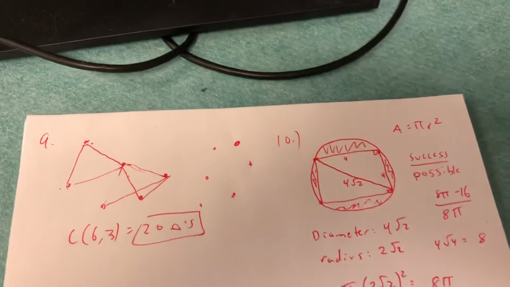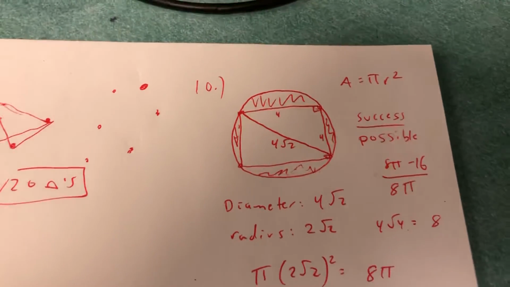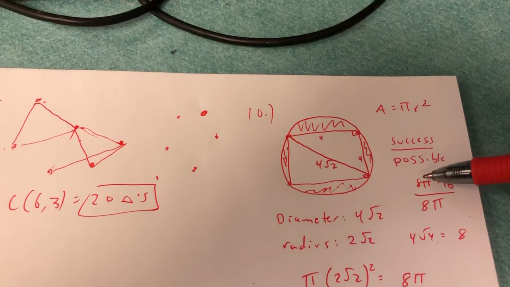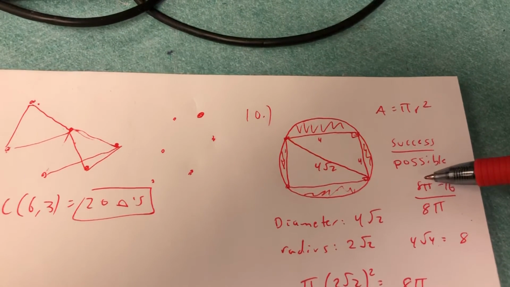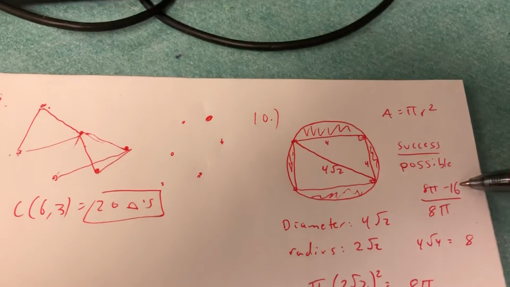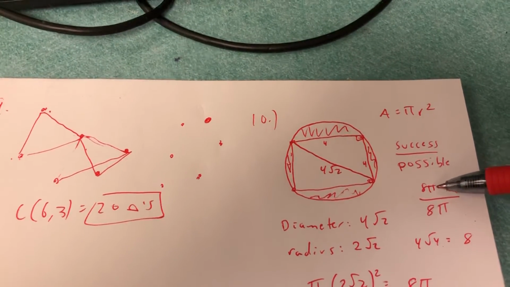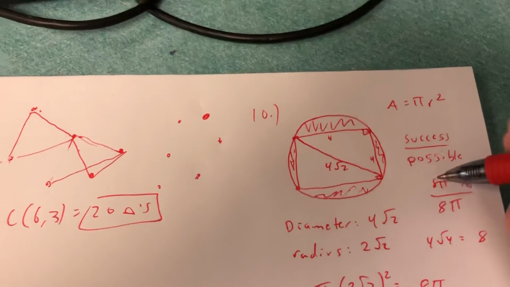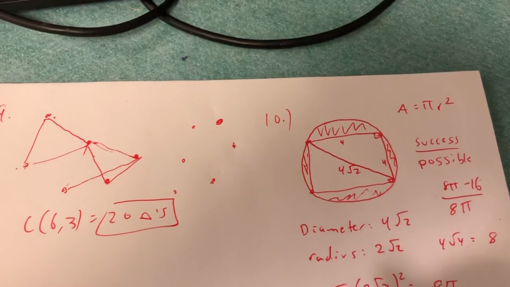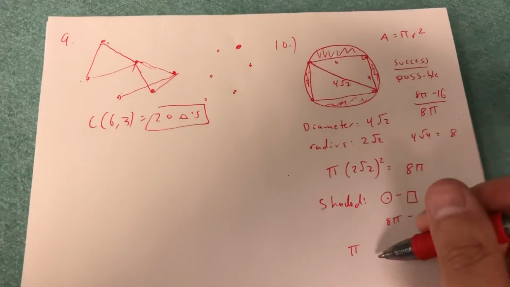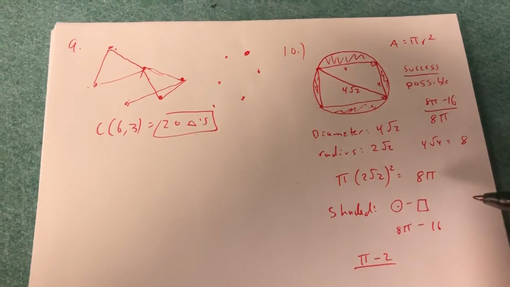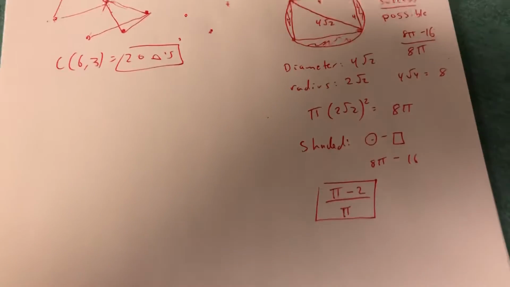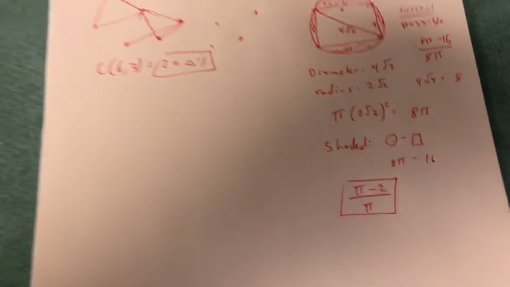Now, based on what we did this year, I'm okay if you leave it in that form. Really, thinking back to Algebra 1 and elementary school, you really want to simplify fractions, and so notice that 4 divides into all of these. Actually, everything's divisible by 8 now that I'm looking at it. So 8 pi divided by 8 would just be pi, 16 divided by 8 would be 2, and 8 pi divided by 8 would be pi. So the best answer there would be pi minus 2 over pi.